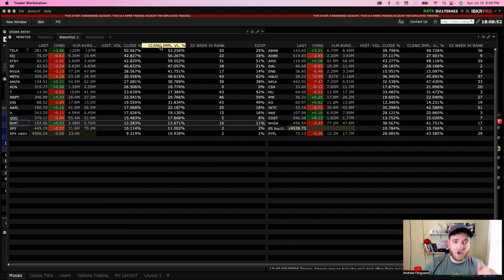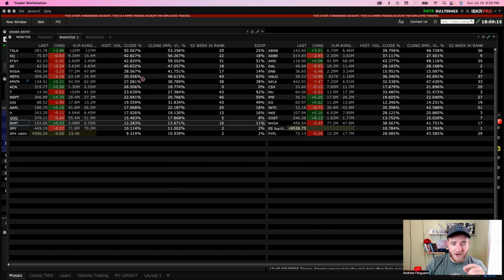Next up, you want to look at the closing implied volatility. And if you hover over these columns, you can actually see a little snapshot of what they mean. But how you compare the two is that you say, historically, the volatility is right here at 50% for Tesla. Right now, it's at 53%. So it's elevated a little bit. So if you went to trade Tesla as an options buyer, you're going to pay a little bit more right now to buy shares of Tesla than you would normally, with the historical volatility being 50%.